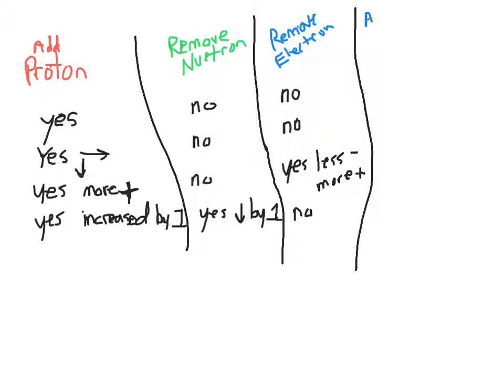Add electron. I'm just going to say add E for electron. I got to save time. The bell's about to ding here, and I'm not even done with this. Does it change the name? No. Does it change the location on the table? No. Does it affect the charge? Yes. And how did it change the charge? It became more negative, or less positive. And did the mass change? No.